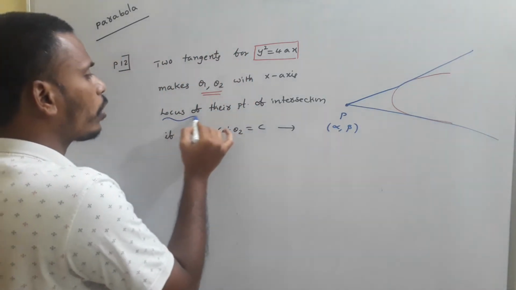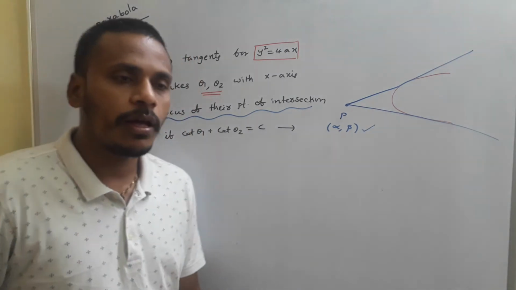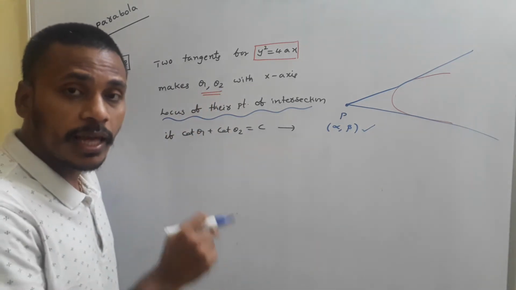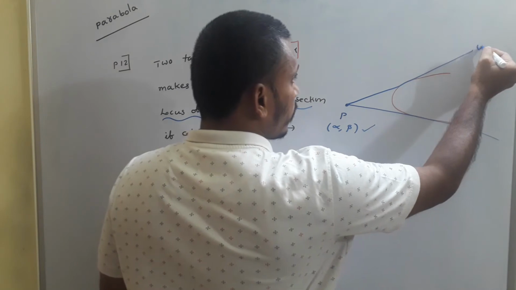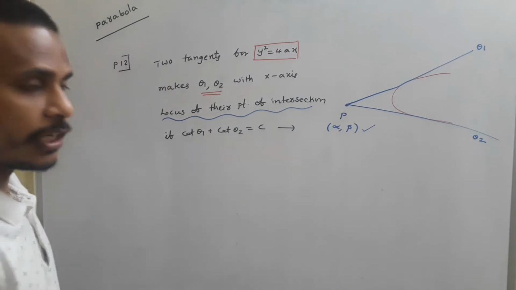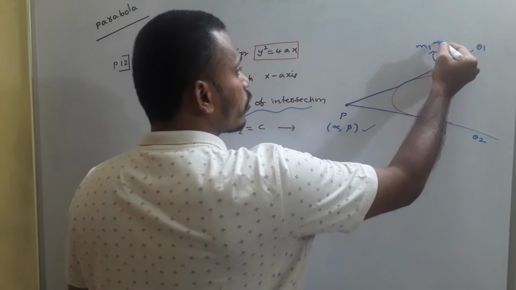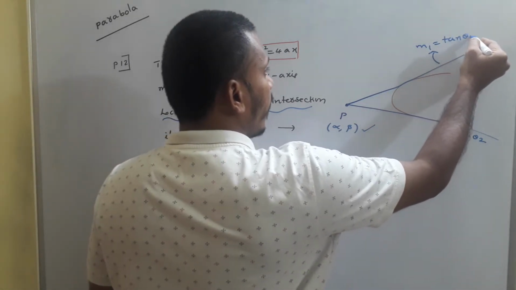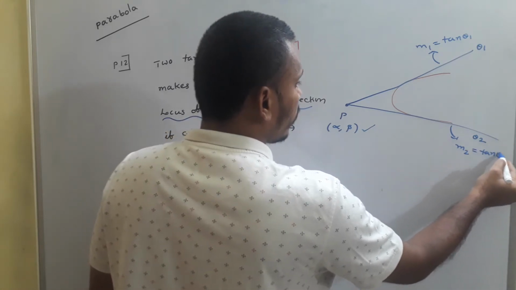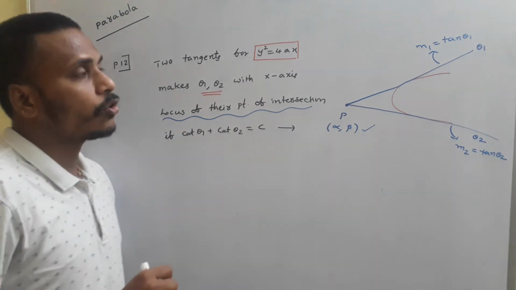Since we need to find the locus of their point of intersection, now our task is to find the locus in terms of alpha, beta. And as they mentioned, theta 1, theta 2 are the angles made by these tangents with the x-axis. So, see, the angle made by this tangent with the x-axis is theta 1 and this tangent is theta 2. Since this is theta 1, the angle made by the tangent with the x-axis, then what do you say about its slope? m1 is equals to tan theta 1. And what is its slope? m2 is equals to tan theta 2. But here it is given that 1 by cot theta 1 plus 1 by cot theta 2 is equals to c.